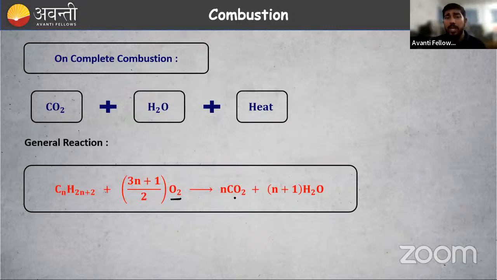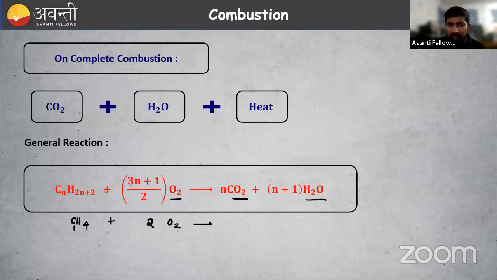So which products are obtained? Carbon dioxide and water. Then let us check it out. I am taking methane, CH4. What is the value of n? That is only 1 carbon, plus oxygen. How much oxygen is needed for complete combustion? (3n plus 1)/2, where n is equal to 1: 3 plus 1 is 4, 4 divided by 2 is 2. So 2O2. It gives CO2. How many CO2?